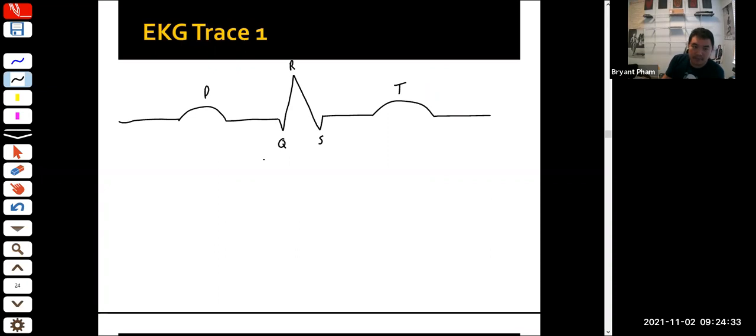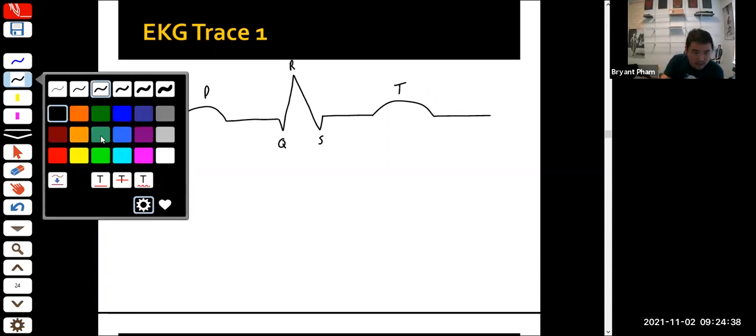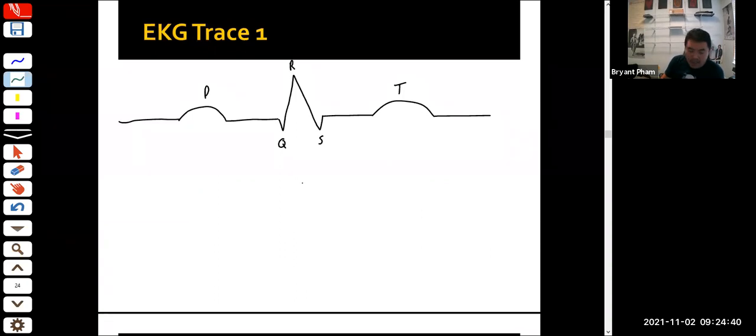So that's step one. Pretty easy here. Step two. Okay, we were saying label the electrical events. Remember, your EKG measures electrical events. These waves mean that there's electricity signals going on, okay?